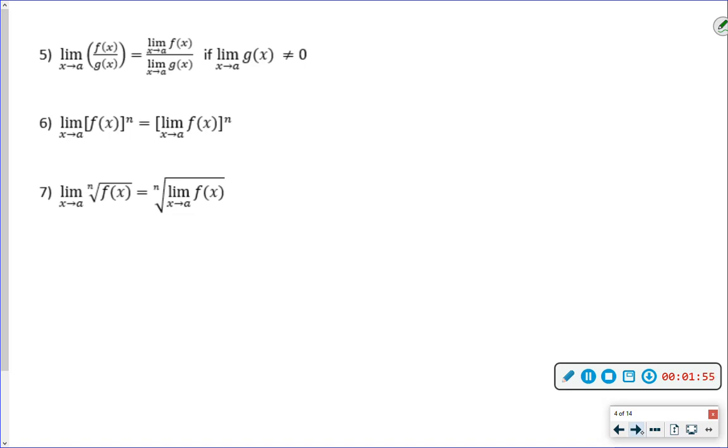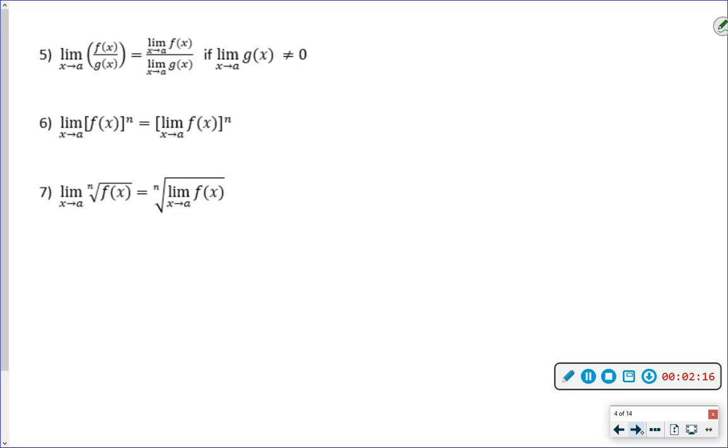Same thing, like 6 and 7 look a little crazy. You don't see these quite as common, but we will see them today. So instead of raising the function to the n power, do the limit of the function, whatever that answer is. Then you can square it, cube it, whatever it asks you to do. Same thing if you have a root. Do the limit of the function first, get that answer, and do the root of it at the end.